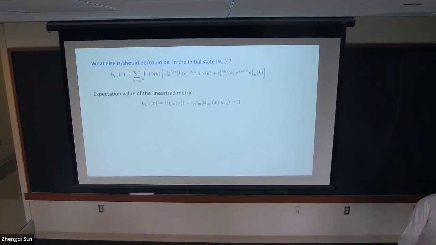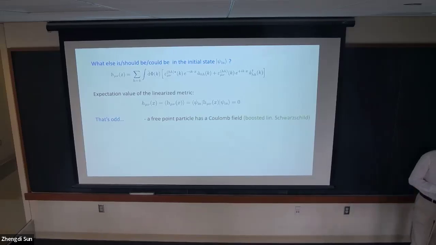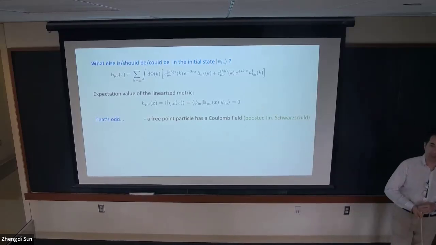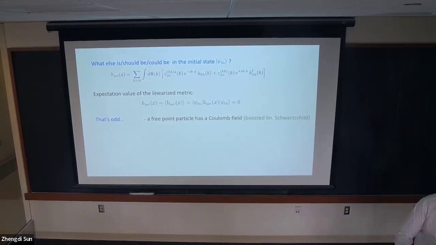Now that's a little bit odd. Right, so that's a little bit odd because if you take any old particle, my phone, not particle, it has some field at infinity, which looks very much like a linearized Schwarzschild. If it stands still, if it moves, then it's boosted linearized Schwarzschild. So one might wonder, why exactly isn't it there? Should we put it or should we not put it?